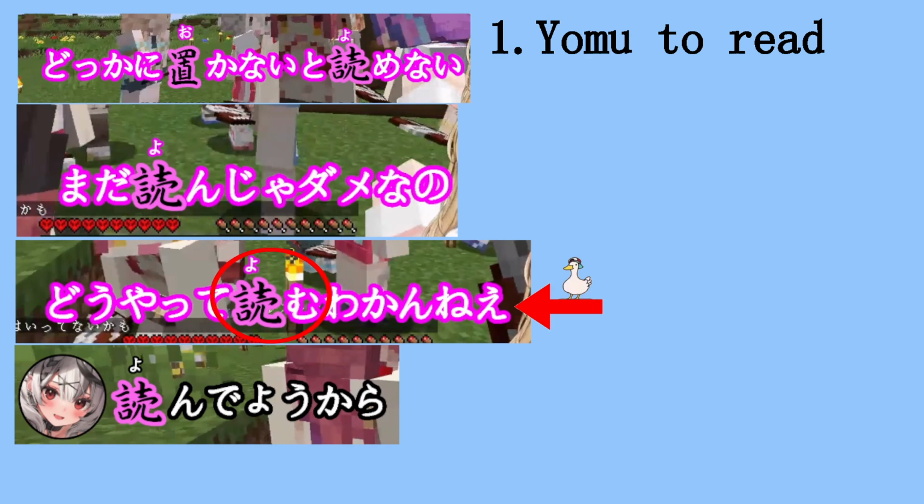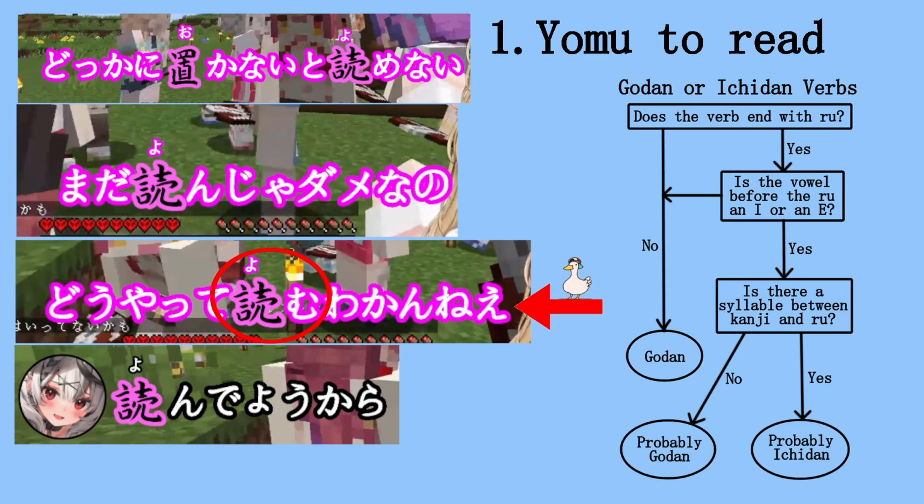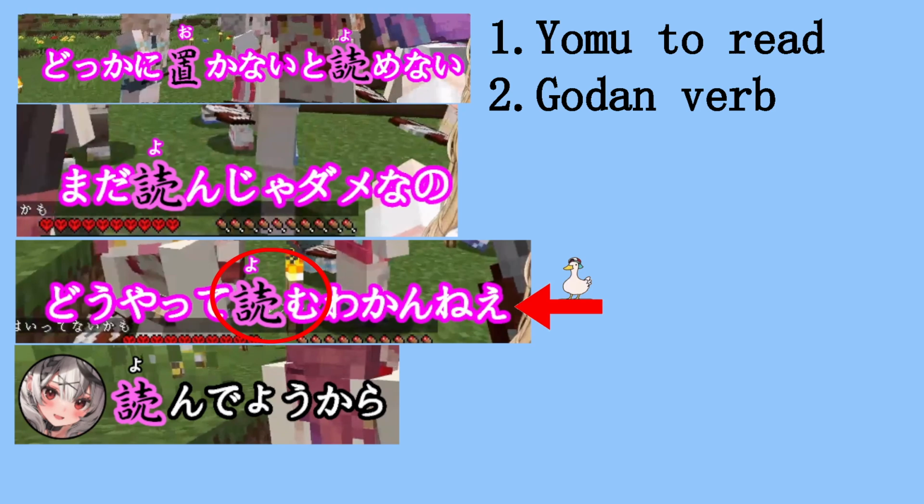Here in this phrase, Polka says, I don't know how to read it. So yomu, to read. Question 2, is this an Ichidan verb or a Godan verb? Well, let's take a look at our flow chart, and the first question is, does the verb end with ru? And the answer is no. So we already know it's a Godan verb.